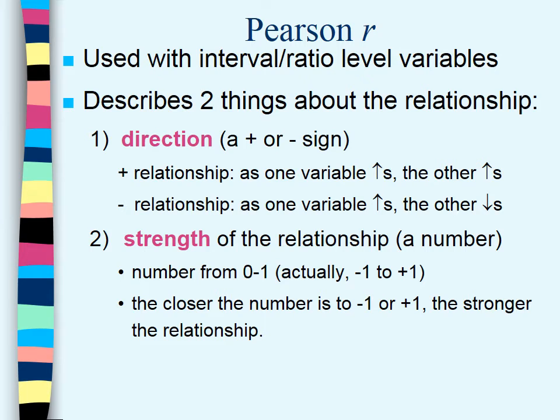If it is 0 to 1, or if it's -1, it's a negative relationship, and if it's +1, then it is a positive relationship. The closer the number is to -1 or 1 as opposed to 0, the stronger the relationship.